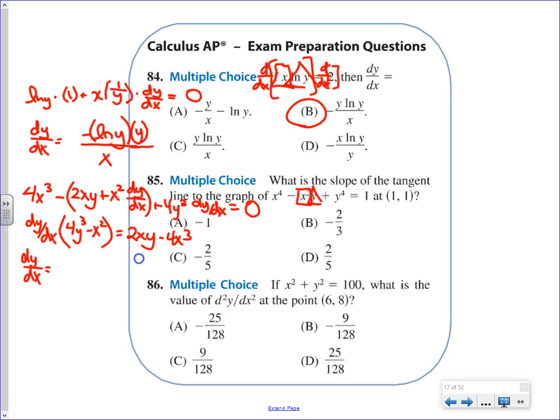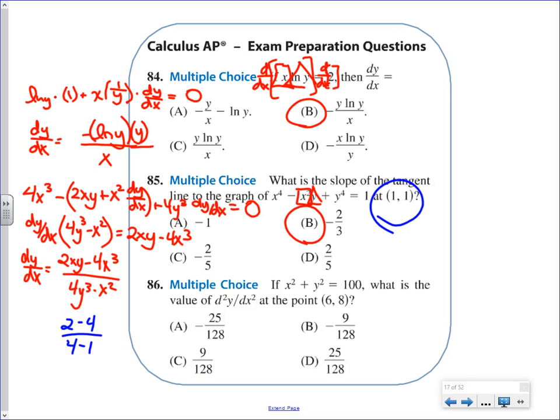Did anybody start looking at the multiple choice answers early on this one and say, hold on, why are there only numbers? You have to plug it in. They wanted the slope of the tangent at 1, 1. So at 1, 1, we have to plug in 1, 1. Nice thing is it's 1, 1, right? 2 times 1 times 1 is just 2. Minus 4 times 1 is 4. 4 times 1 is 4. Minus 1. And we end up with negative 2 over 3. Answer is B.